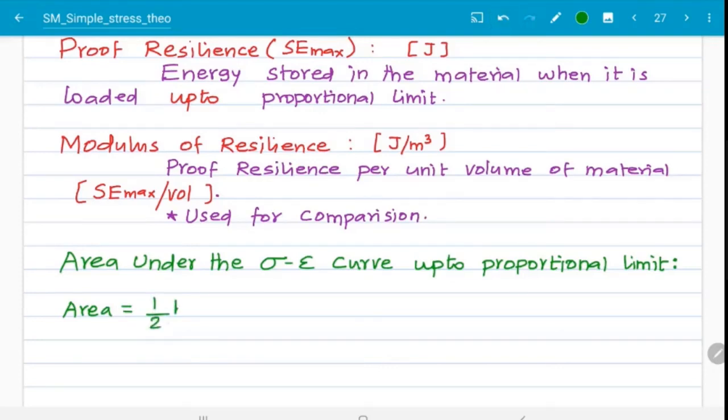Half of BH is equal to half into stress into strain. Right? Half into stress into strain, BH or HB, anything. Now expand it. Half into P by A into del L by L. Stress and strain are just expanded.